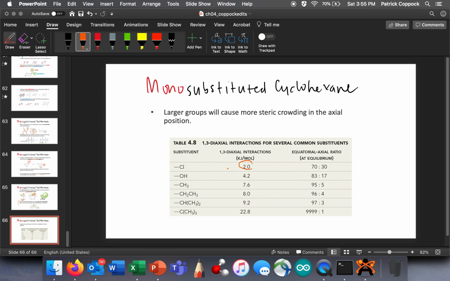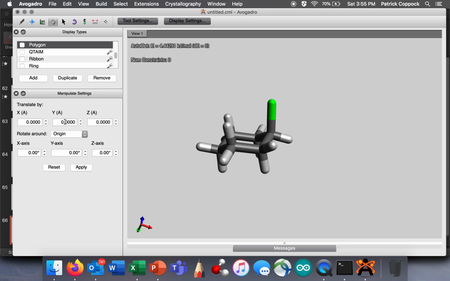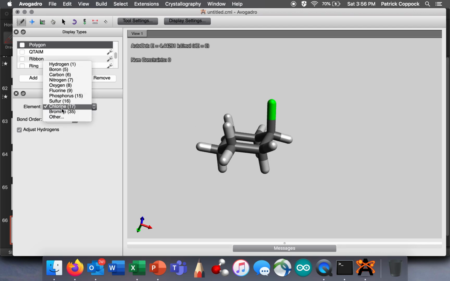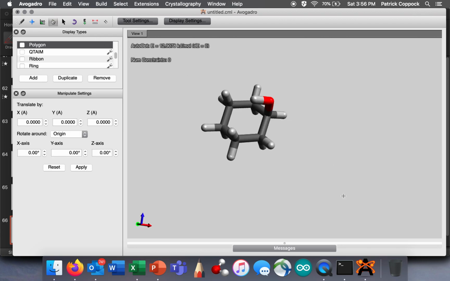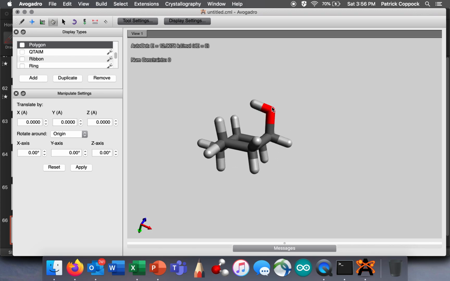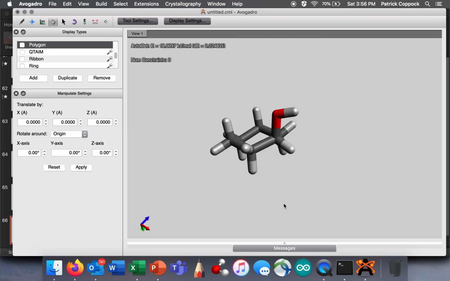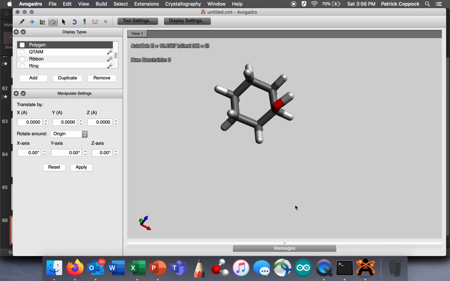So if chlorine's in the axial position, there's a difference of 2 kilojoules per mole, and the ratio is 70 to 30. If hydroxy is in the axial position, let's do hydroxy, it's cool. Oxygen, watch this. Make that an oxygen, that's a hydroxy right there, right? That's in the axial position, and I think we could get that guy turned around, that would work better, wouldn't it? I wonder if I can grab that and move it. Yeah, I can. Look at that. See that? I just grabbed it and moved it around. Seemed like it'd be better if it was out than if it were in, right?